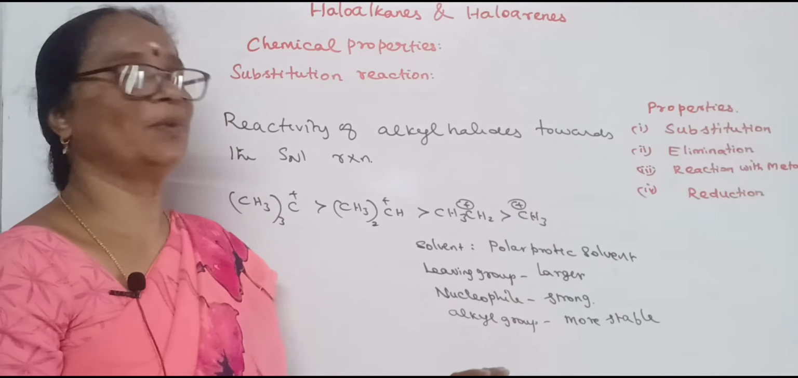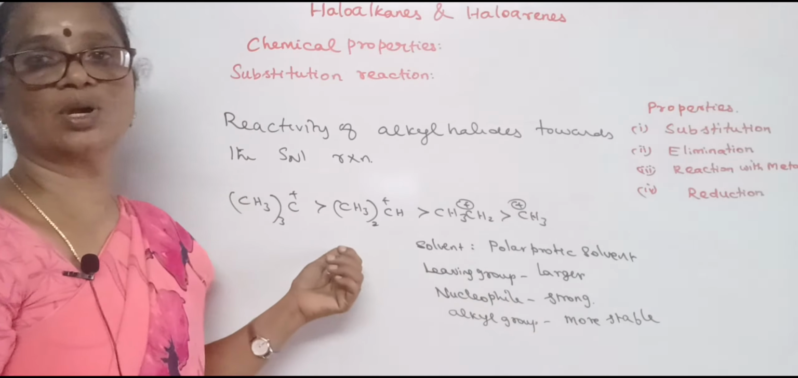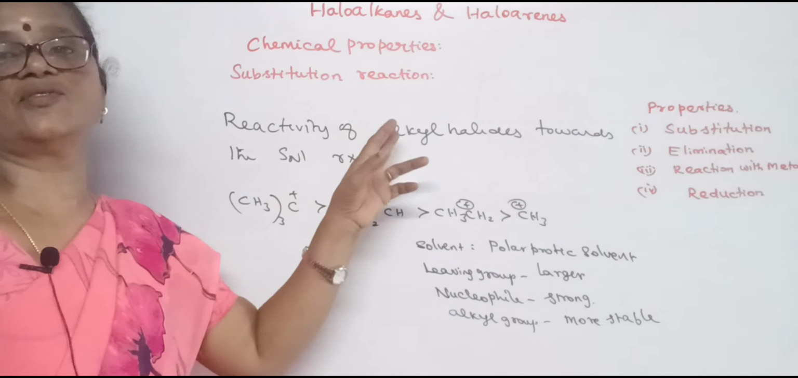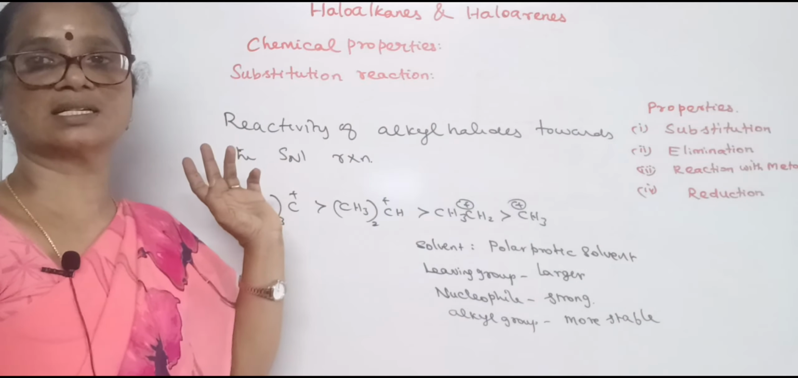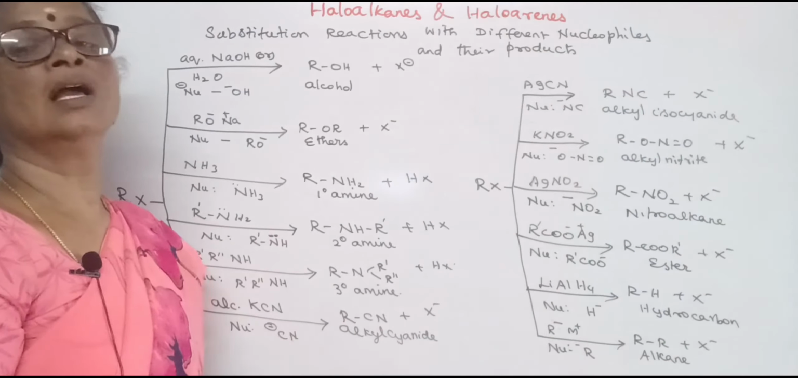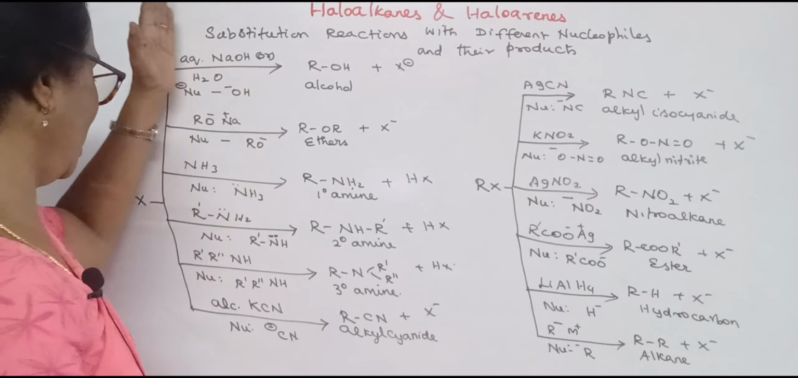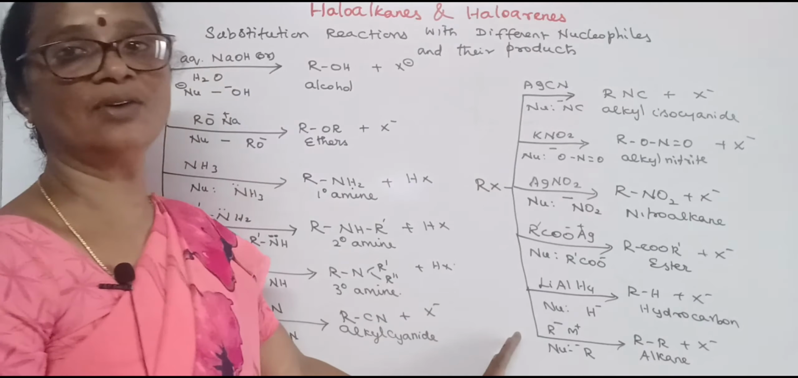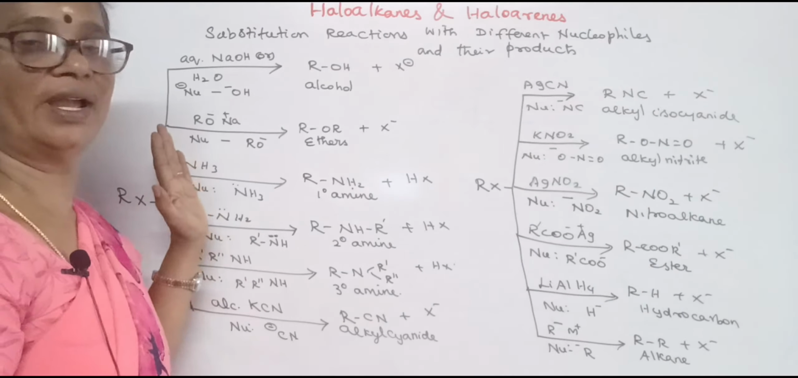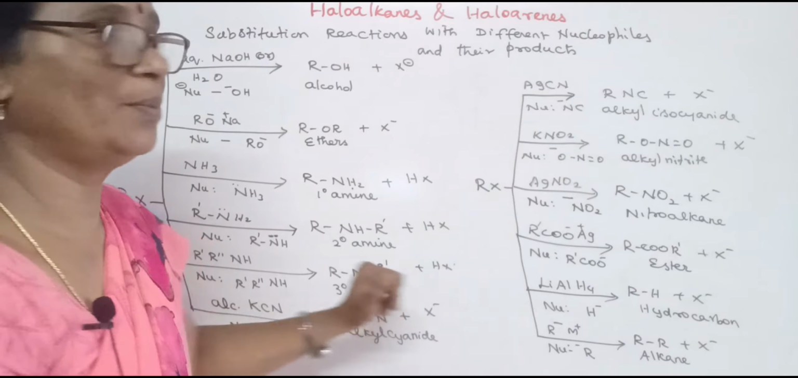And the alkyl group must be more stable because the intermediates are carbocations. So these are the factors that influence the rate of reaction towards SN1 reaction. Let us see some of the nucleophilic substitution reactions carried out by alkyl halides. So here we have taken many nucleophiles. According to the nature of the nucleophile, we will get different products. Let us see one by one.